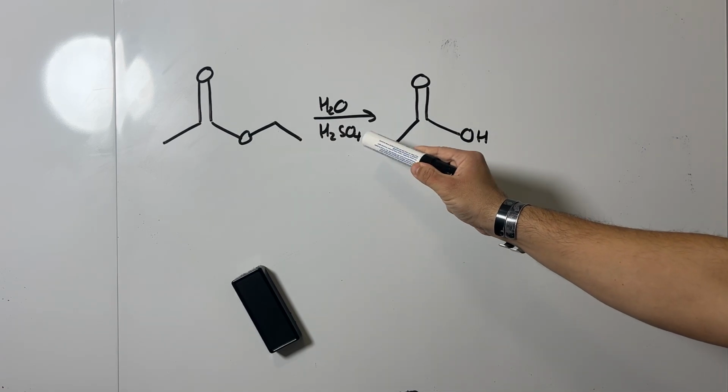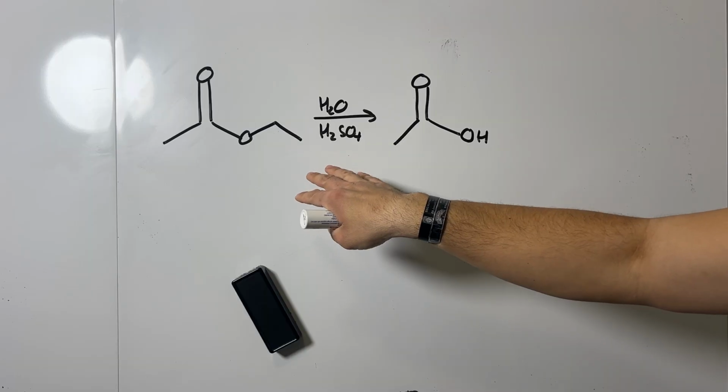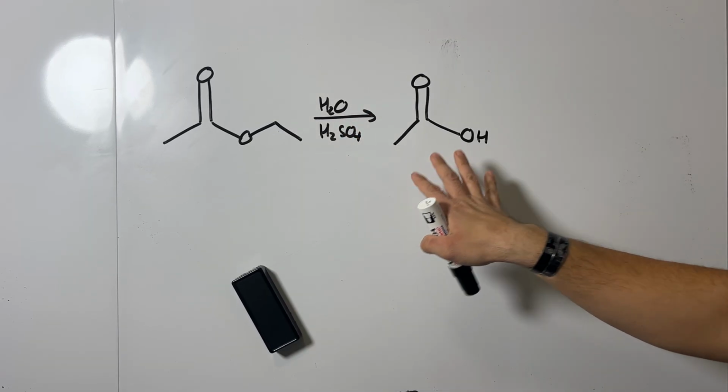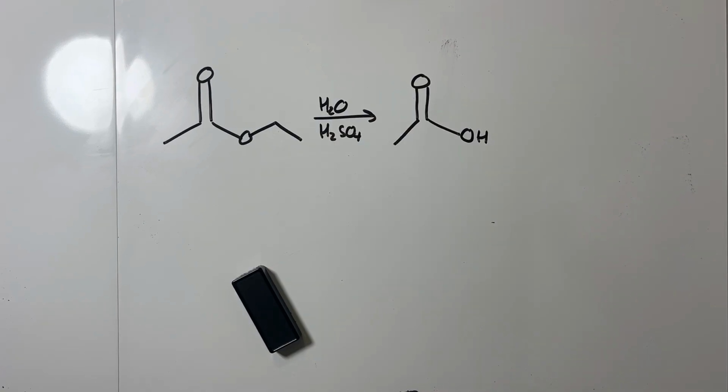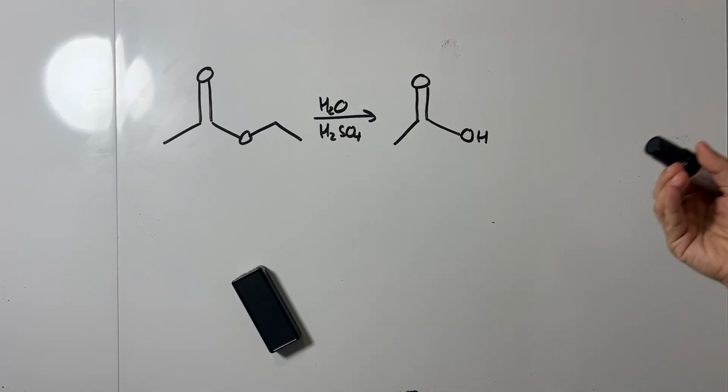Acid catalyzed hydrolysis of an ester is where we take an ester, then using a strong acid like sulfuric acid and water, we convert it into an acid. Now you may be thinking, hey, this just looks like the same conditions as a Fischer esterification. And that's because it is.